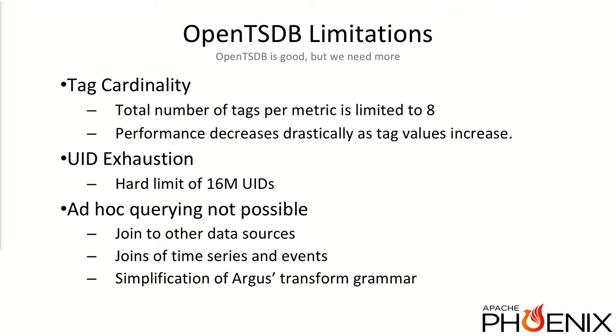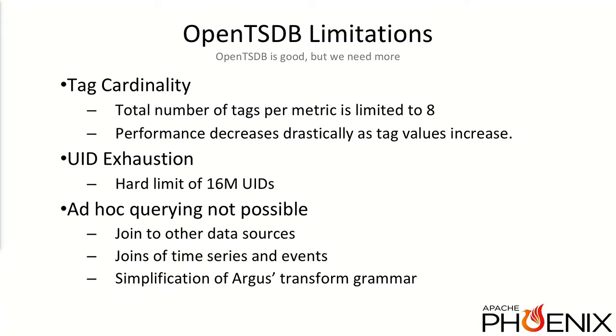Furthermore, when you have tag data for your time series that has a large number of unique values, say you have a tag that represents the number of hosts in a data center and it has values of 10,000 or more, we experience a pretty dramatic performance cliff. Another limitation is that OpenTSDB uses a UID table to map metric names to unique identifiers. That has a hard limit of 16 million UIDs, which sounds like a lot, but when you're monitoring an enterprise like Salesforce, with multiple metrics coming from literally thousands of hosts and multiple data centers, you can exhaust this fairly quickly.